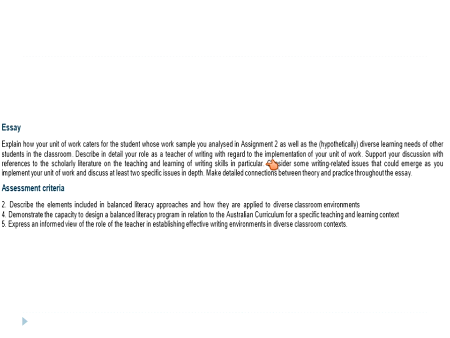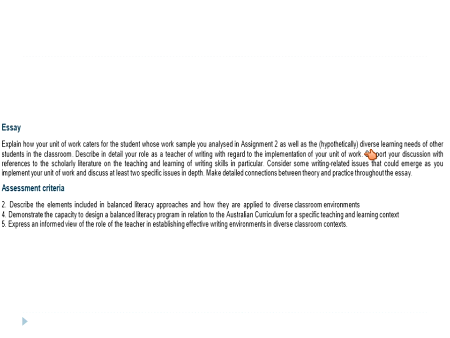By describing your role as a teacher with regards to the implementation of the unit of work, focus on bits of the unit, say, in week 3, lesson 2, or it depends on what's there, of course, in the unit plan. This is where I do this. Then describe that in detail and support it with the scholarly literature.